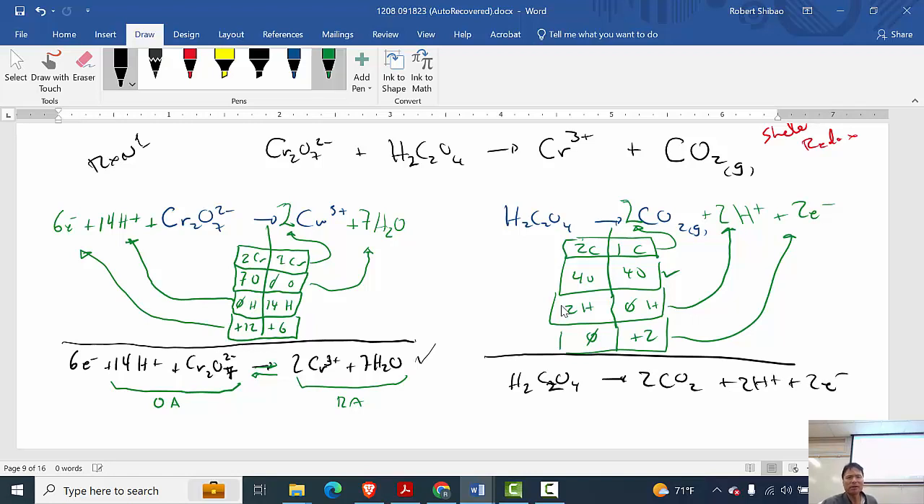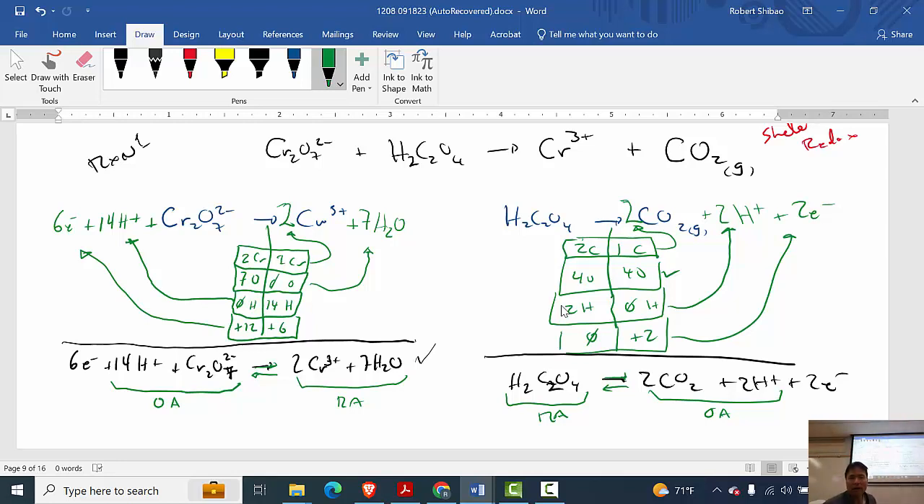So what's happening with oxalic acid is it's losing electrons. Oxidizers take electrons, reducers lose electrons. So this is going to be my reducing agent in the forward direction. If I go backwards here, this will be my oxidizing agent in the reverse direction. It is CO2 and H+ taking the electrons there.